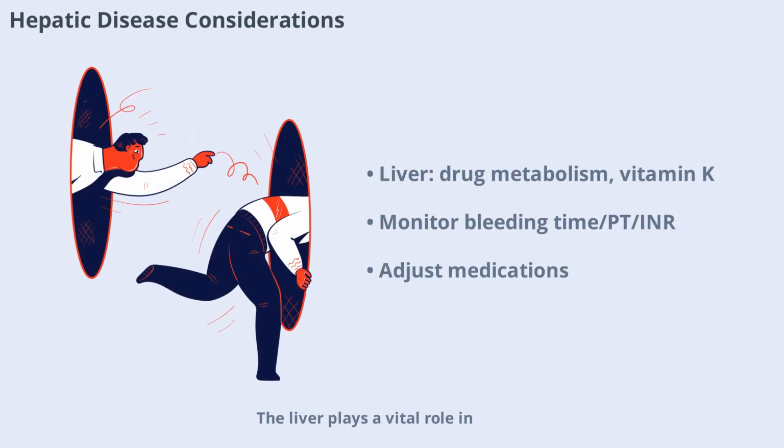The liver plays a vital role in drug metabolism and the synthesis of vitamin K, which is essential for blood clotting. Patients with hepatic disease are at increased risk for coagulopathies and may experience excessive bleeding during oral surgery. Always monitor bleeding time, prothrombin time (PT), and international normalized ratio (INR) before proceeding. Adjust medication dosages as needed and consult with the patient's physician for complex cases. Careful planning and monitoring help minimize surgical risks in patients with liver dysfunction.